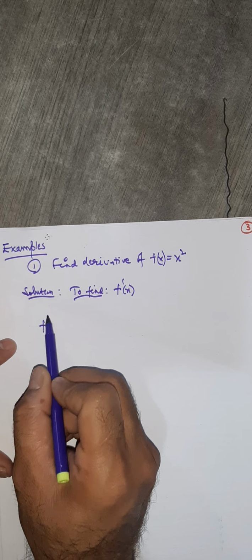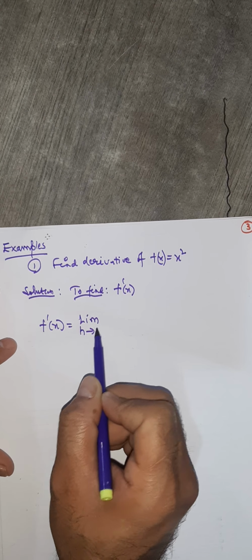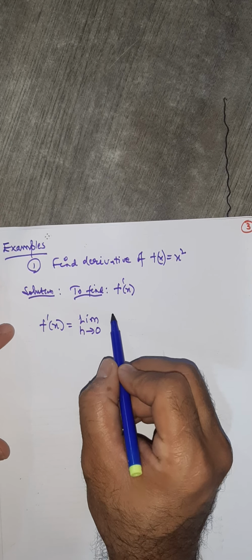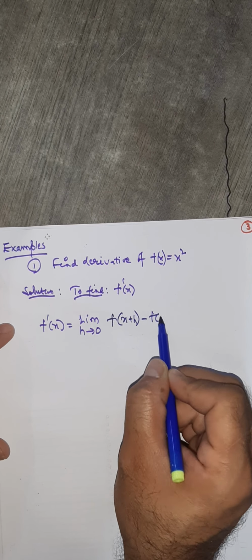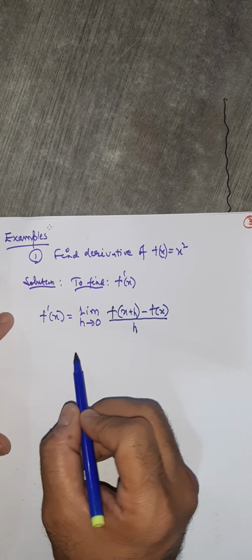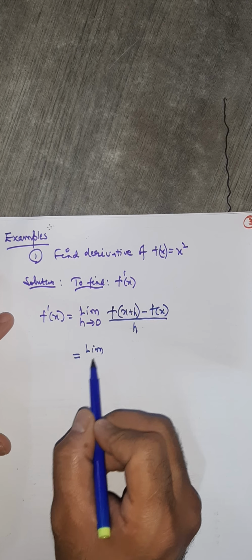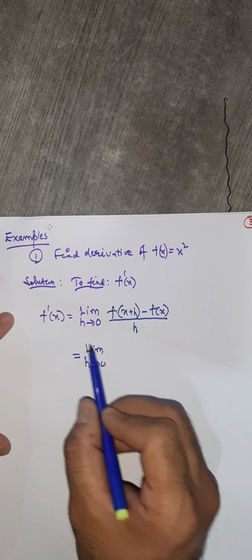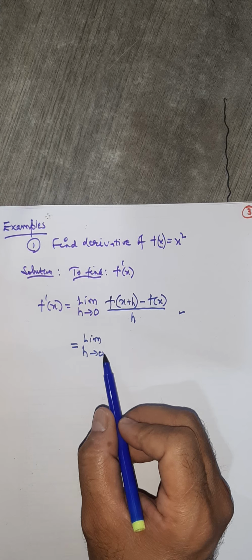So what is the definition? f dash x equals limit h tends to 0, f of x plus h minus f of x, the difference of values of the function, upon h. This is the definition. So now this is a question of limit, remember, indirectly. This has nothing to do with differentiation now. Limit you already studied. Once you write this step, now this is a question of limit.